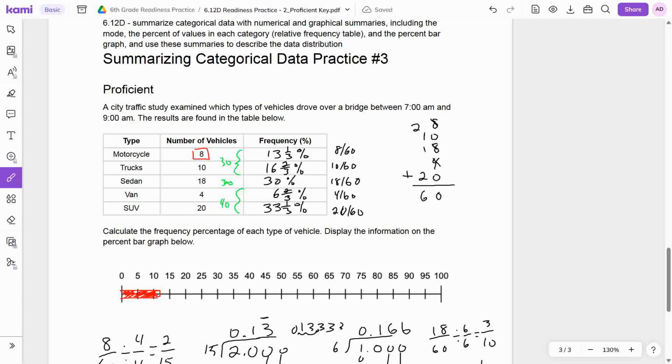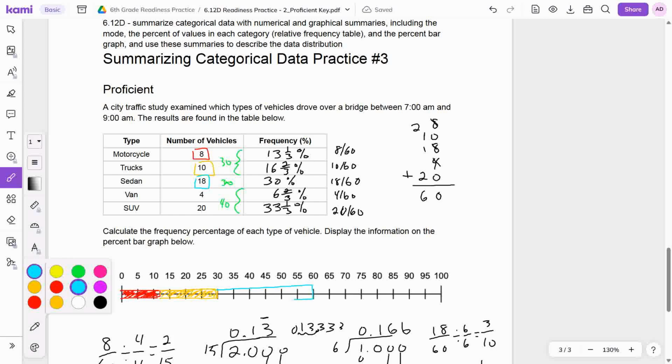It's not going to be perfect, but we know that the 16 2/3, if we add to that, gets me up to 30. So that's going to be kind of my benchmark right there. Let's just take my trucks and start from where I ended with my motorcycle. And there we go. I've got a nice stopping point at 30 right there. All right, sedan's pretty easy. It is just straight 30. So I'm going to go from my 30 up to my 60. And we're just going to shade that in.